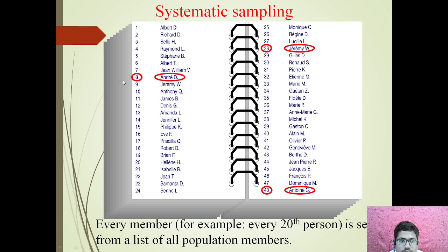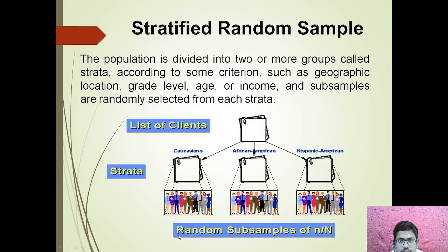Here we are going for 28, 28. Here they are given 20 differences. Then after that, 48. For example, every 20th person is selected from a list of population members.